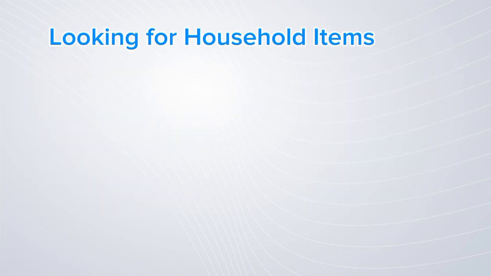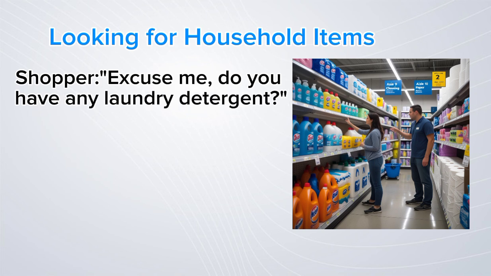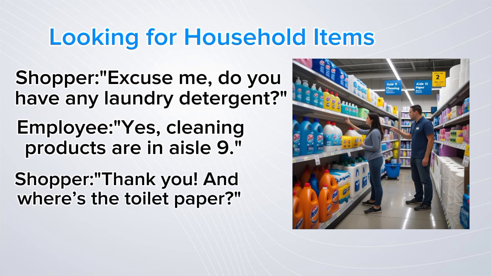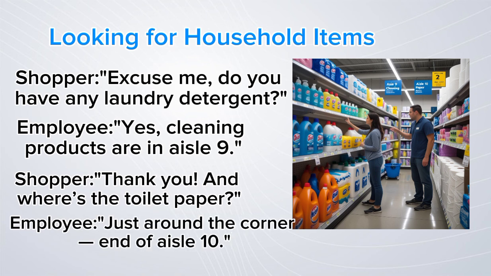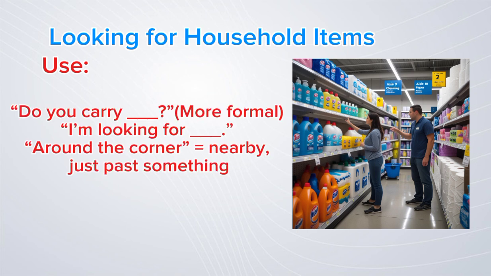Looking for household items. Excuse me, do you have any laundry detergent? Yes, cleaning products are in aisle 9. Thank you. And where's the toilet paper? Just around the corner, end of aisle 10. Use: Do you carry blank? More formal: I'm looking for blank. Around the corner means nearby, just past something.